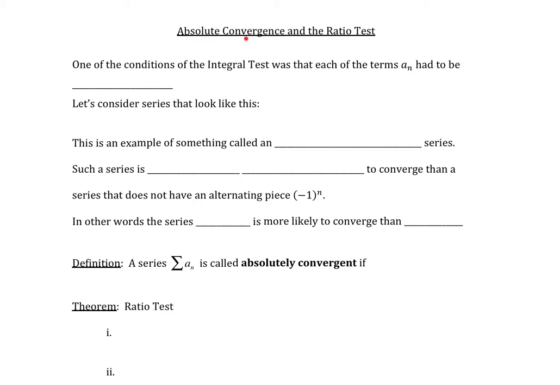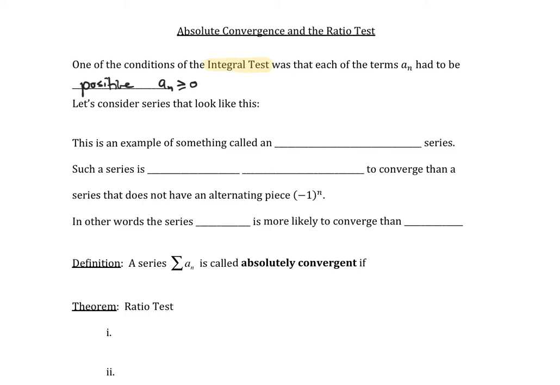Let's talk about absolute convergence and the ratio test. So one of the conditions of the integral test that we had was that each of the terms a_n had to be positive. Another way of saying that is that we needed our a_n to be greater than or equal to 0.